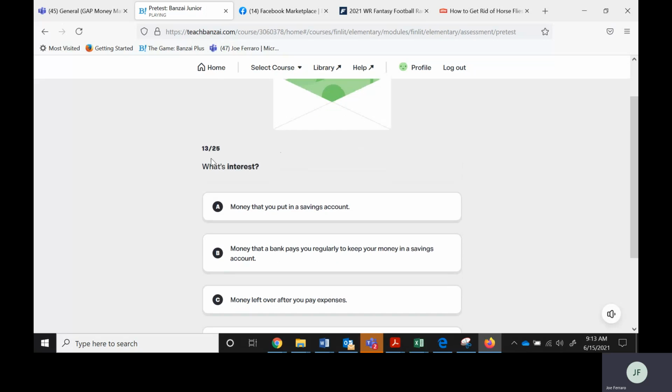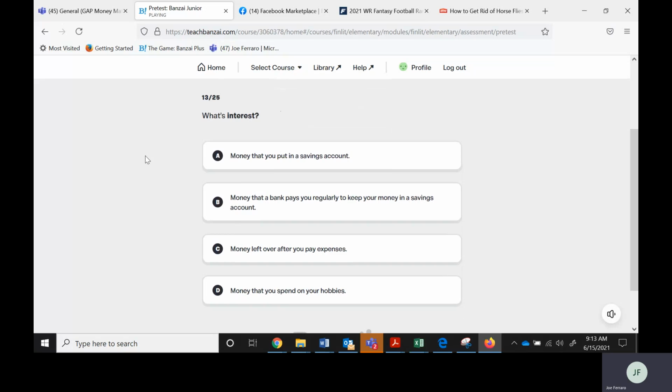We're getting over halfway here. Thirteen, what's interest? A, money you put into a savings account. B, money the bank pays you regularly to keep your money in a savings account. C, money left over after you pay expenses. Or D, money that you spend on your hobbies.